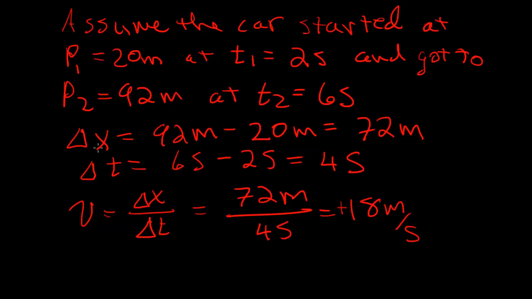And so its position change, its displacement, is 92 meters minus 20 meters, or 72 meters. The number is positive, 72, and so that means the displacement was to the right in the positive direction. And the time it took to do that was 6 seconds minus 2 seconds, T2 minus T1, or 4 seconds. And so the velocity of the car is the change in position over the change in time, which is 72 meters over 4 seconds, or 18 meters per second. The fact that the velocity is positive indicates the velocity in my coordinate system was to the right.